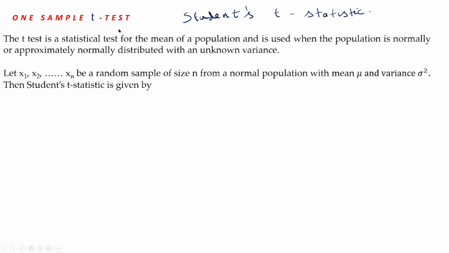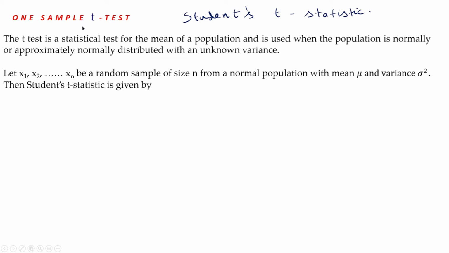Now coming to the meaning of this t-test. The t-test is a statistical test for the mean of a population and is used when the population is normally or approximately normally distributed with an unknown variance. So this one sample t-test is basically used to test whether the mean of the population is equal to some given value, or if there is any significant difference between the population mean and the sample mean.